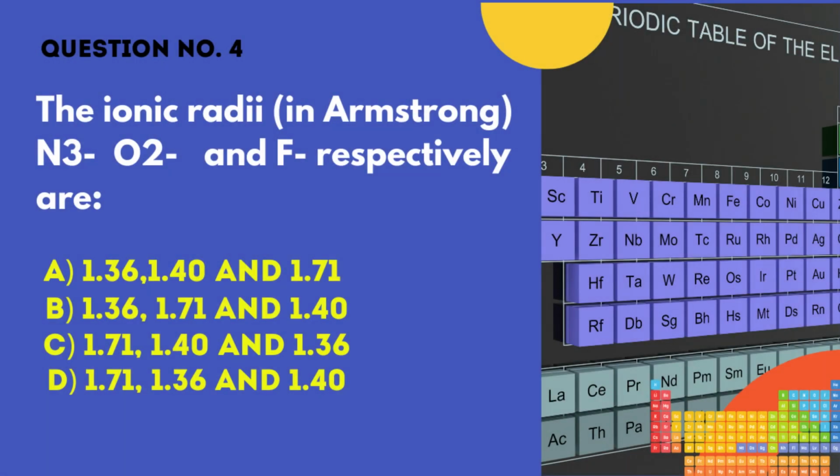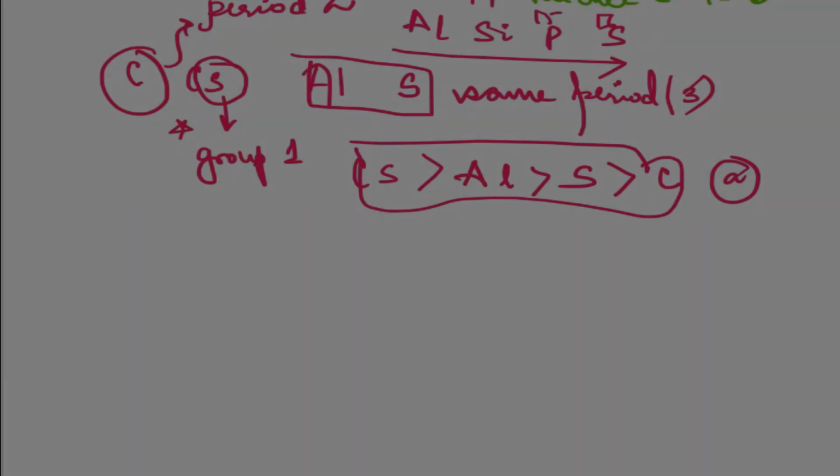Okay. A very similar question is given to you in the next one. That is, the ionic radii of nitride ion, oxide ion and fluoride ion. The order would be which one? Rather, they have given the values. Now, you don't have to memorize the values. You just have to analyze which value matches with which one. Right? Now, the ions that have been given to you.